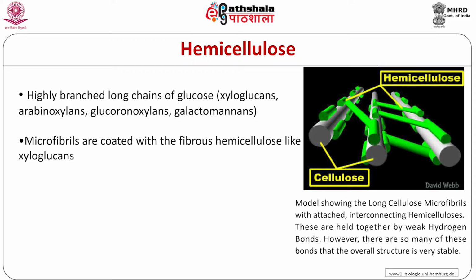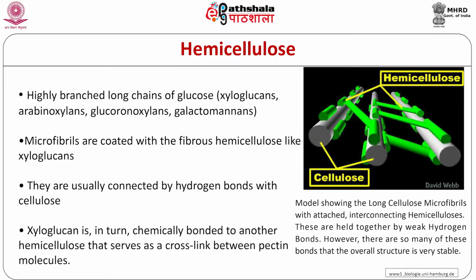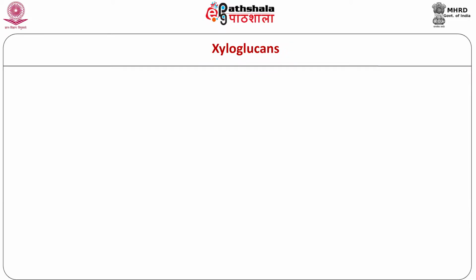Microfibrils are coated with fibrous hemicellulose like xyloglucans. They are usually connected by hydrogen bonds with cellulose. Xyloglucan is in turn chemically bonded to another hemicellulose that serves as a cross link between pectin molecules. Xyloglucans. It is one of the types of hemicellulose.